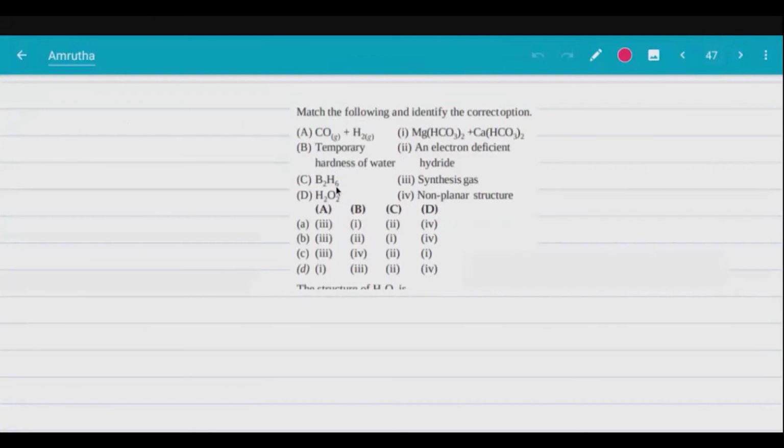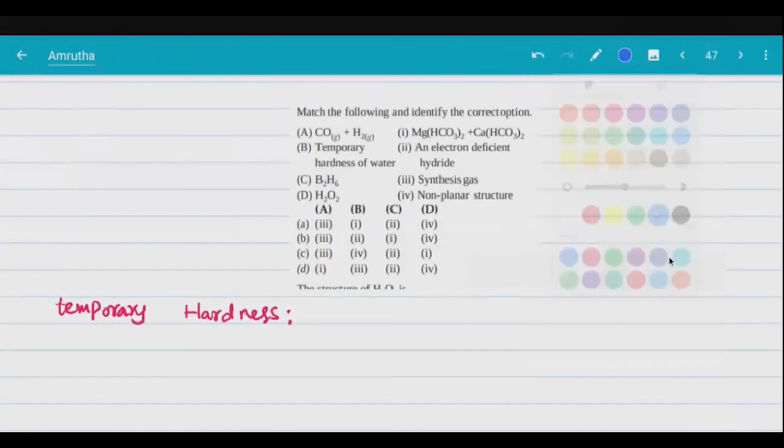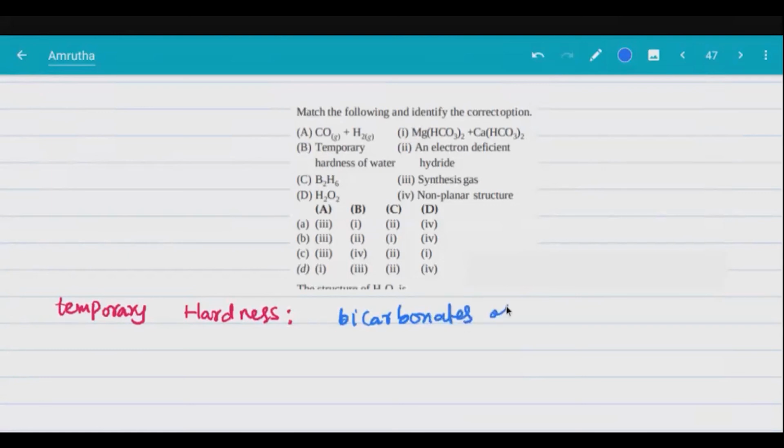See, look at this. Match the following. Temporary hardness of water, everybody should know. Temporary hardness is because of bicarbonates, right? Calcium and magnesium bicarbonates: if these are present in water, that water has temporary hardness. So B must be 1.